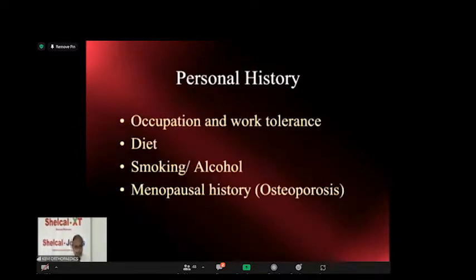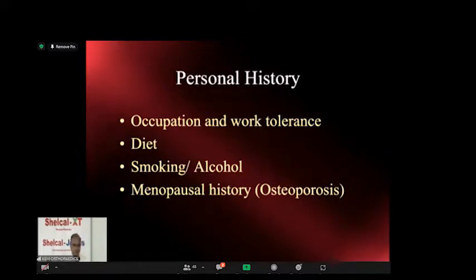Personal history, occupation is important because the examiner will ask you, while you are telling about management of the patient, what is the occupation of the patient? So that's why occupation is important. Accordingly, you have to design your treatment. Suppose with hip joint affection you are going for total arthroplasty, but the patient is a daily laborer who wants to do ground level activities, then total arthroplasty might not be a good idea. You can tell something else. So that is why occupation is important. Diet, smoking and alcohol, how much smoking, how much alcohol, that is important.